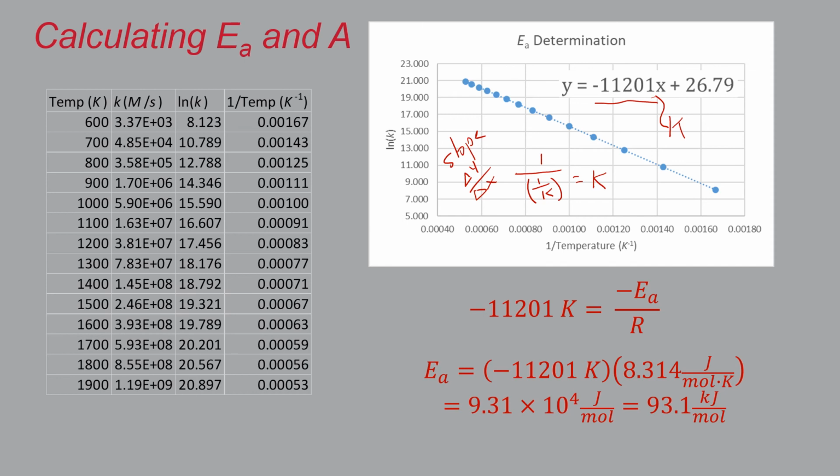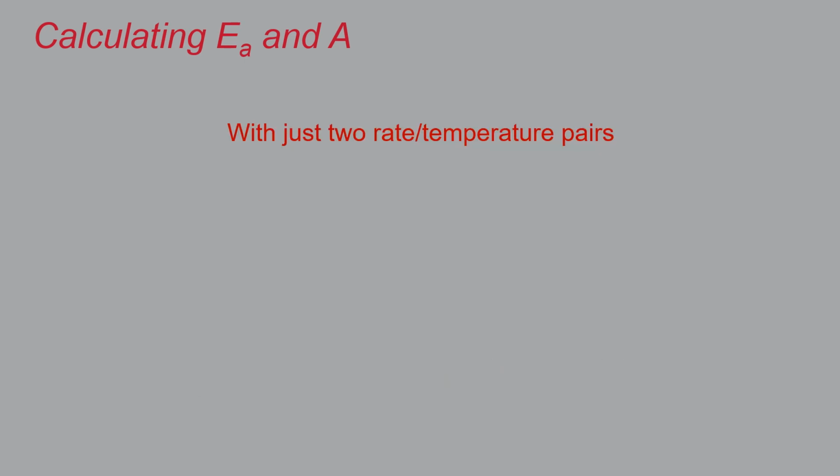Now in some cases, you might only have 2 rate-temperature pairs, because sometimes it's just not feasible to measure it at a bunch of different temperatures. So in that case, the resulting equation, which is actually just basically a delta y over delta x thing, reduces to this. The natural log of the rate constant at temperature 2 divided by the rate constant at temperature 1 is equal to Ea over R times 1 over T1 minus 1 over T2.